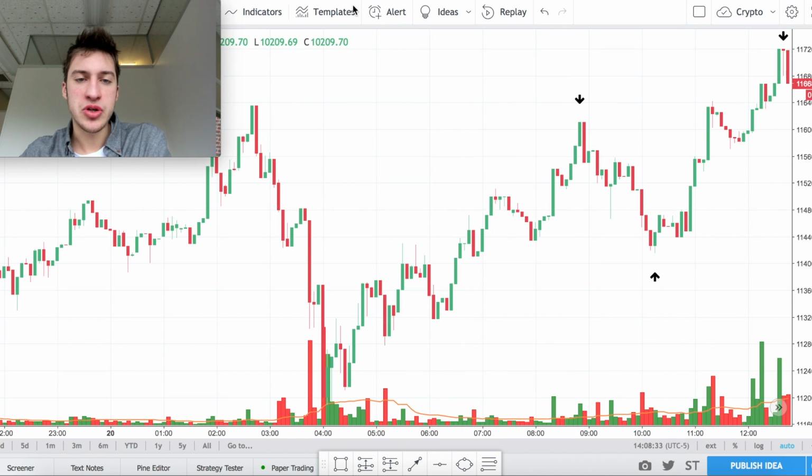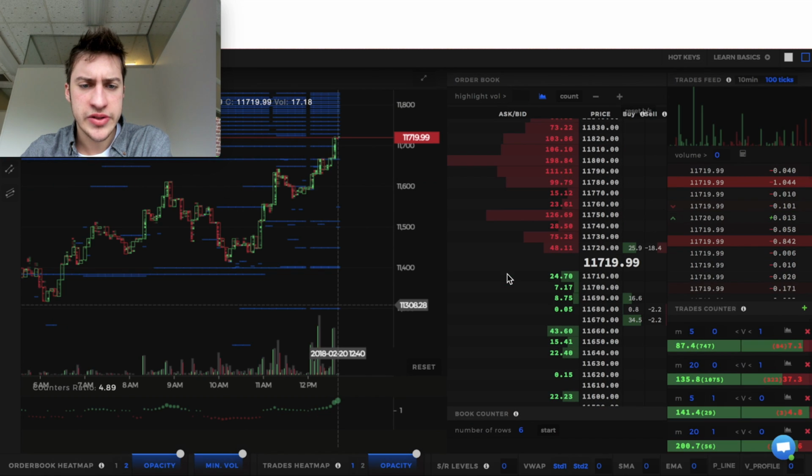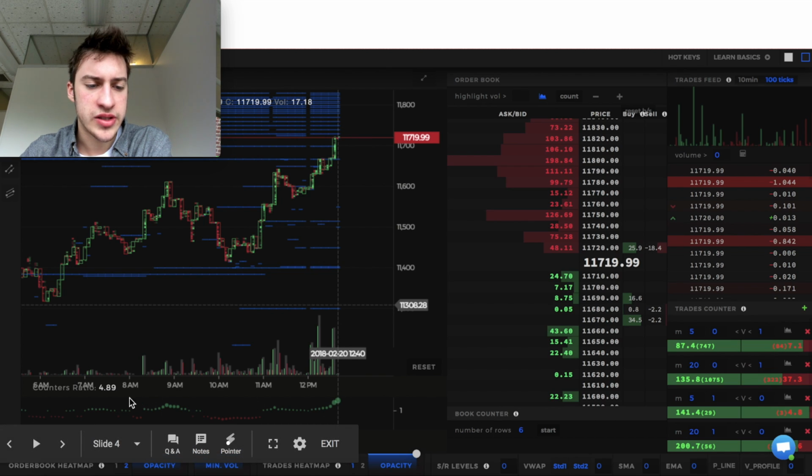Now I took another picture here because I thought that the market was going to turn bearish. And let's take a look at that. So I thought the market was going to turn bearish here. We have a lot of offers above price. We have a high counter ratio, as you can see, of 4.89. This is the 60-minute counter ratio, so that means the last hour.